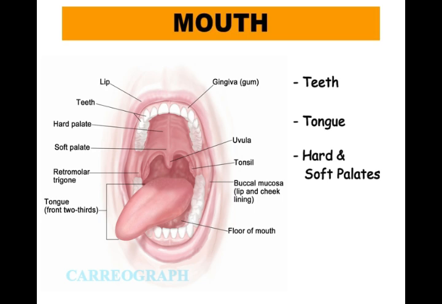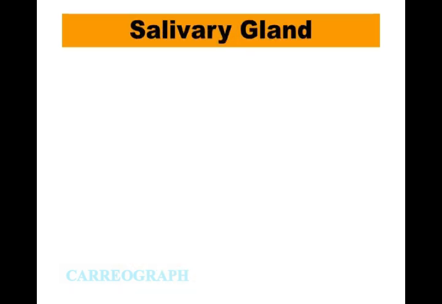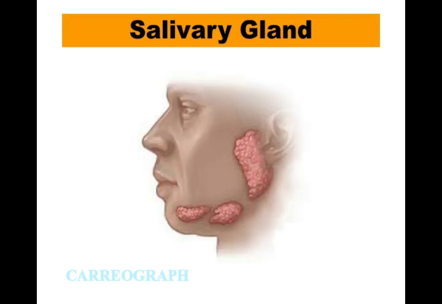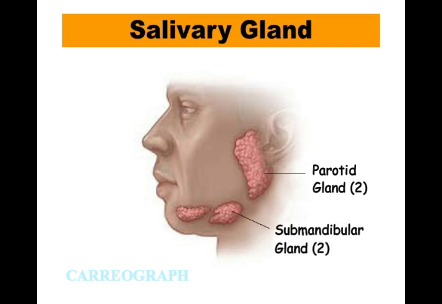A very important organ present in our mouth cavity is the salivary gland. In humans, there are 3 pairs of salivary glands. You see in the picture, the salivary glands are of 3 types and they are in pairs. The first one is the parotid gland, which is 2 in number. Then we have the submandibular gland, which is 2 in number, and then the sublingual gland, which is also 2 in number. So the salivary glands are of three types and are in pairs.